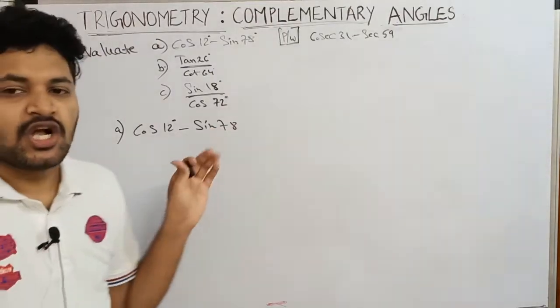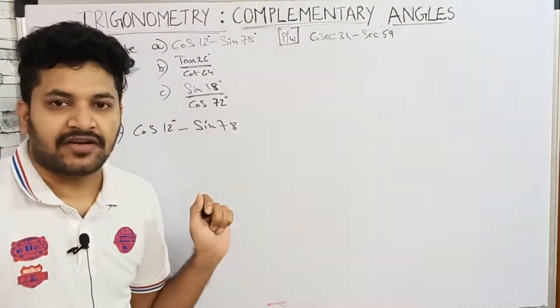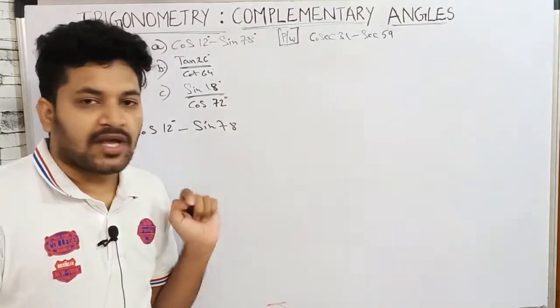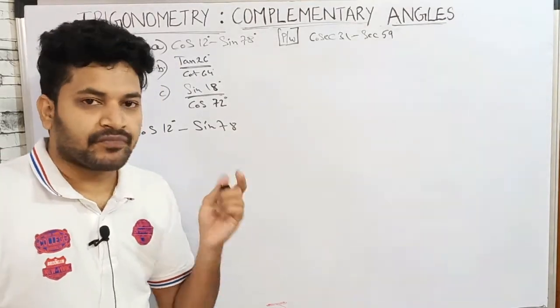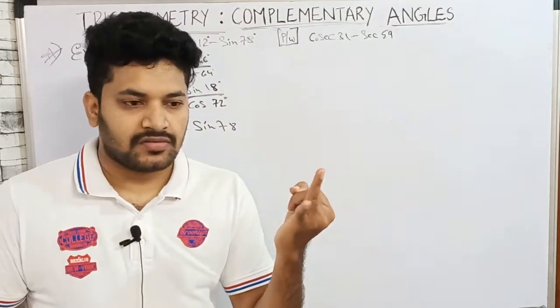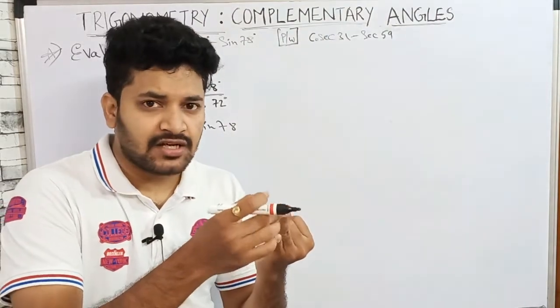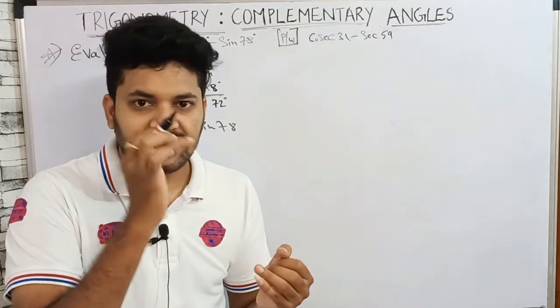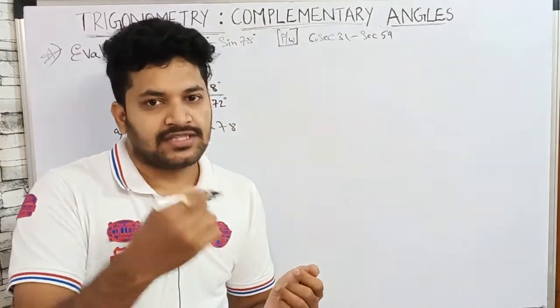So here the question is cos 12 minus sin 78. Before doing this you should remember the formulas in part 1. What are they? Sin 90 minus theta is cos theta. Cos 90 minus theta is sin theta. Same like that for tan and cot, secant and cosecant.